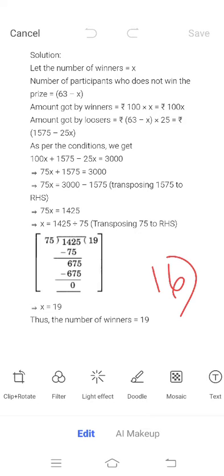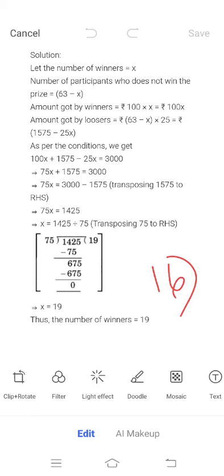So winners we don't know, so let it be x. Participants is 63. So the number of participants who do not win will be 63 minus x. From 63, when you subtract the winners, you will get the non-winners. So the amount got by winners is 100. How many winners? x winners. So 100 into x is 100x.